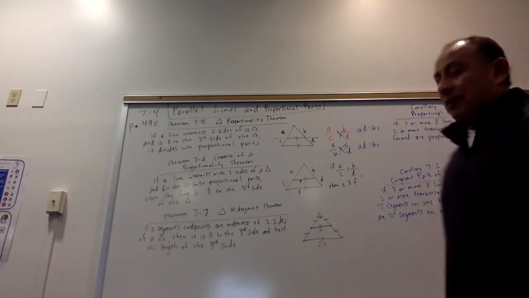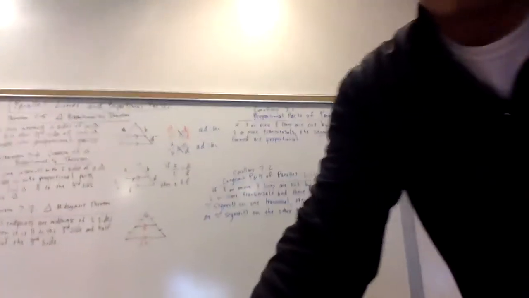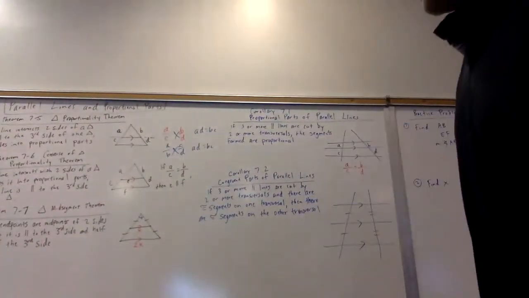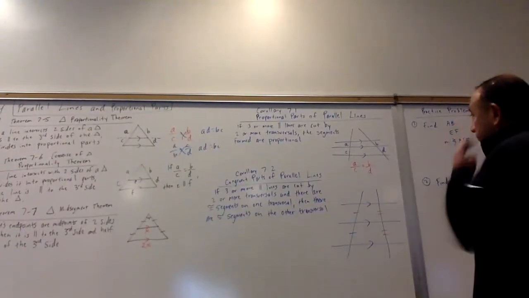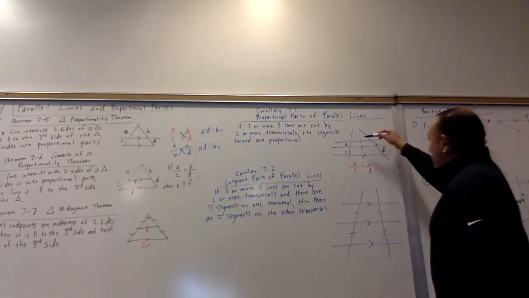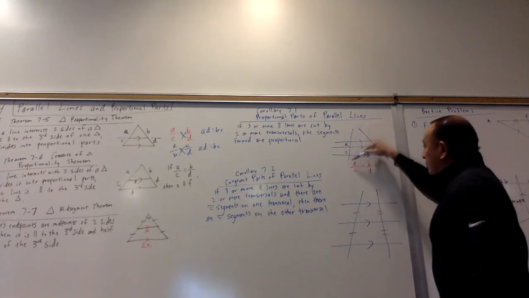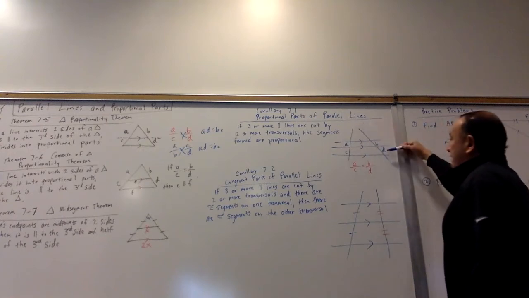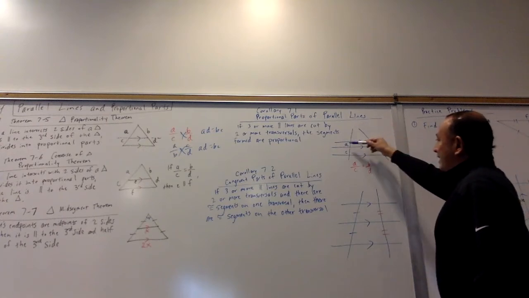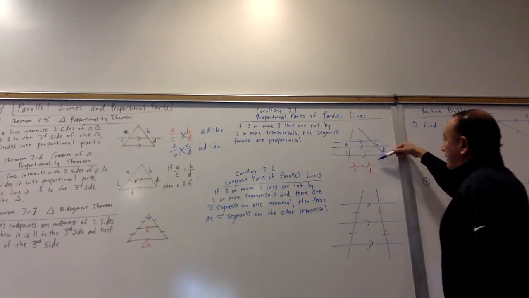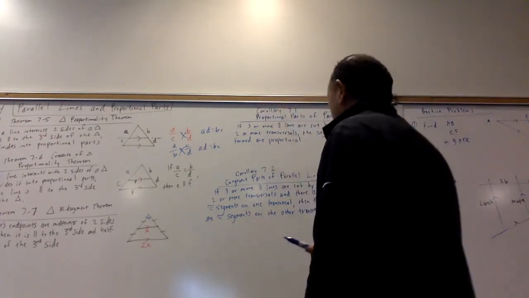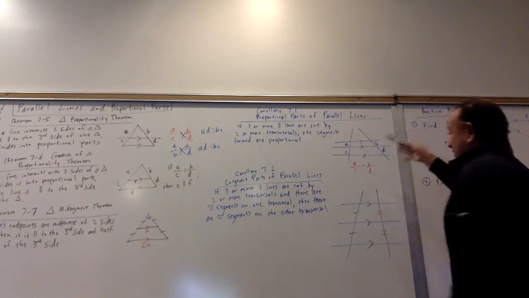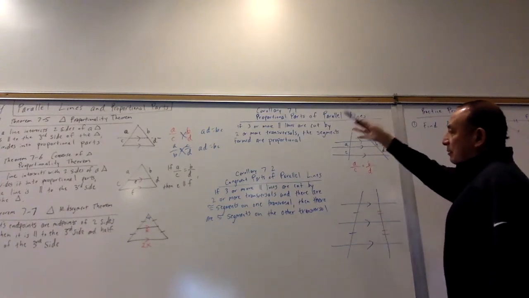All right, a corollary is just an extension of a theorem. There are two of them here. So this corollary, 7.1, proportional parts of parallel lines, says if you have 3 or more parallel lines cut off by 2 or more transversals, the segments formed are proportional. So once again, A over C equals B over D. You might say, well, that looks a lot like the triangle proportionality theorem, and that's basically an extension of that. A corollary is an extension of a theorem.